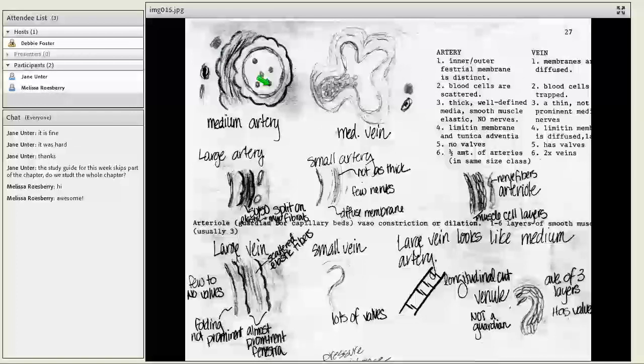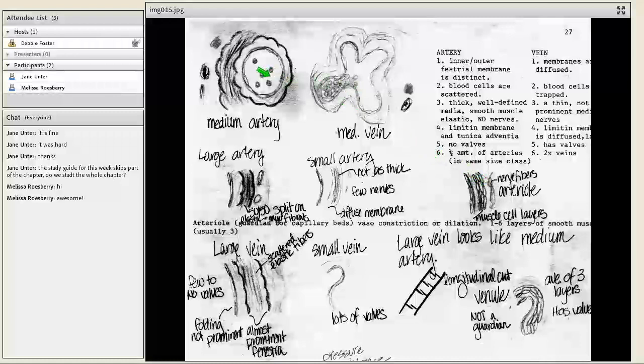There are no nerves in the artery. In the veins, it's thin, it's not really prominent, but there are some nerves located in the veins. Medium artery. Arteries don't have valves. We'll talk about valves in a minute. Veins do have valves. They help prevent backflow, just like they do in the heart, so that we can propel the blood forward. Now, this is an important point here.